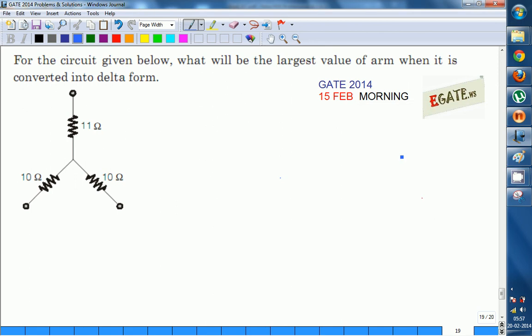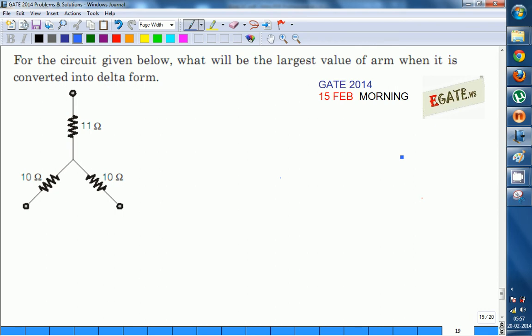Hello, we are discussing the GATE 2014 ECE paper, which was held on 15th February, morning session. This question is related to networks, specifically star-delta connection. For the circuit given below, what will be the largest value of arm when it is converted into delta form? The circuit is shown in star form and it has to be converted into delta.